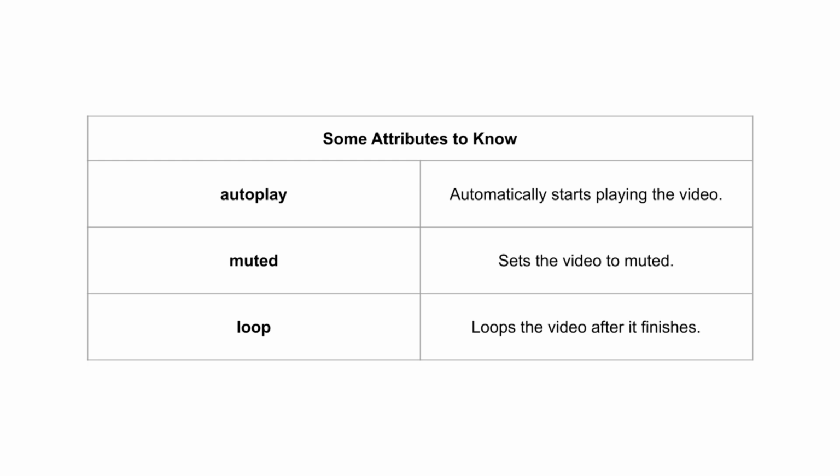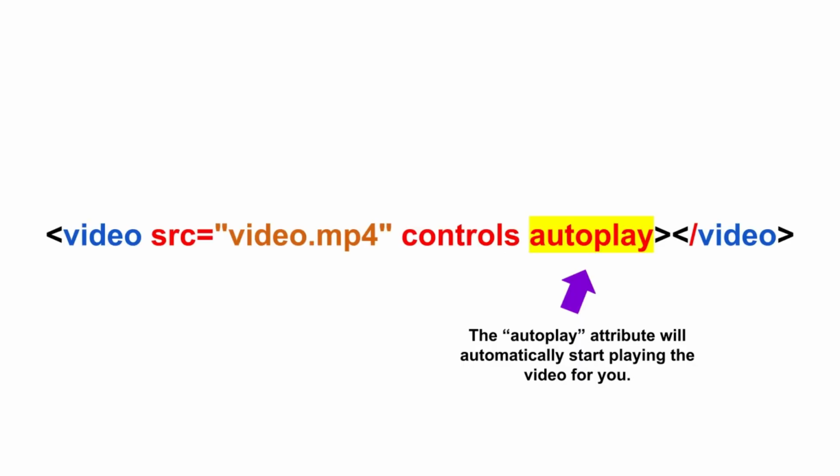Here are some basic attributes. First, we have the autoplay attribute. That's autoplay all lowercase without any spaces. It automatically starts playing our video after we enter our website.